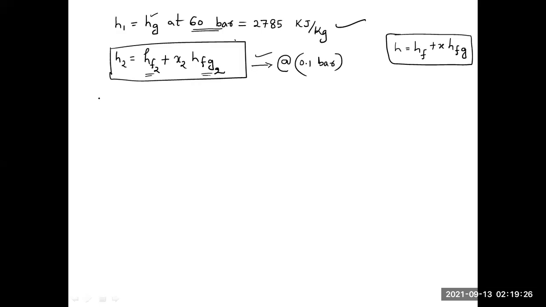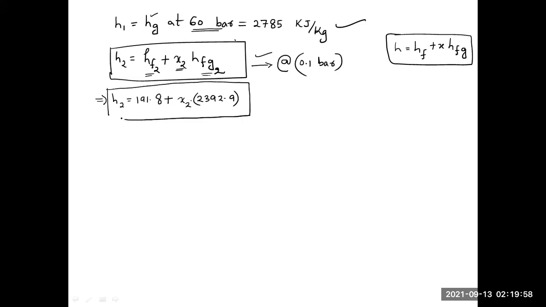So what we got, that implies h2 equal to, what is hf value we got? hf value from data book we got 191.8 plus x2. x2 indicates dryness fraction. This value we don't know for the time being. And hfg2 how much we got? We got 2392.9. So this much we got.